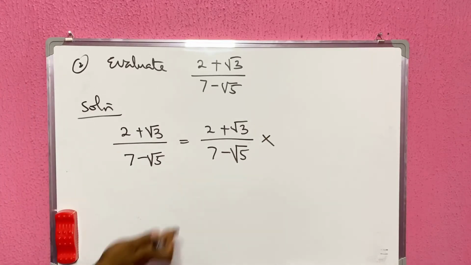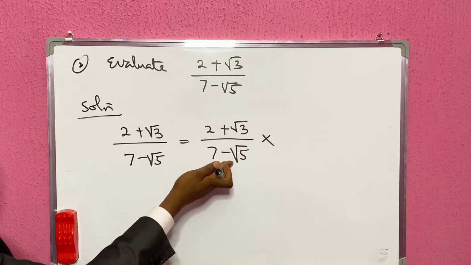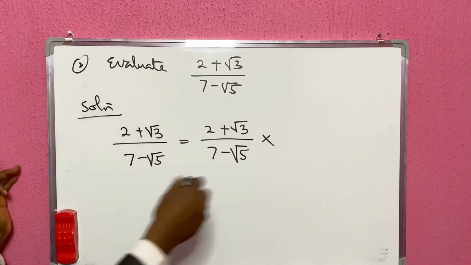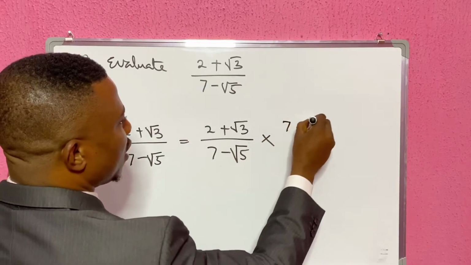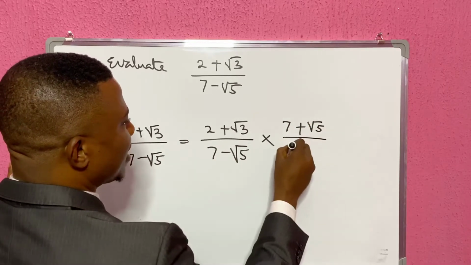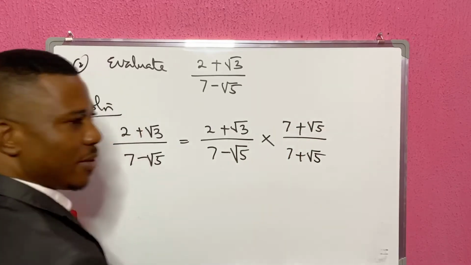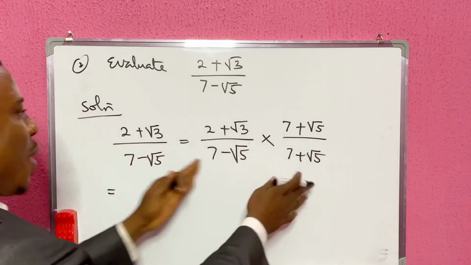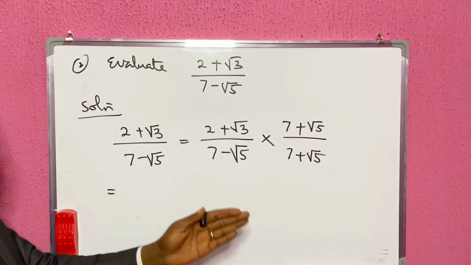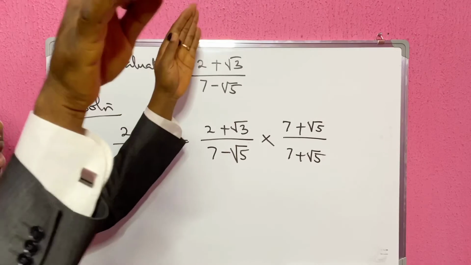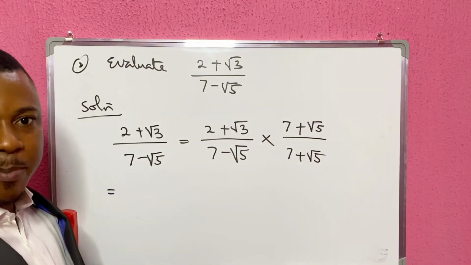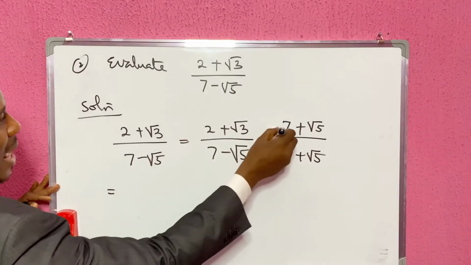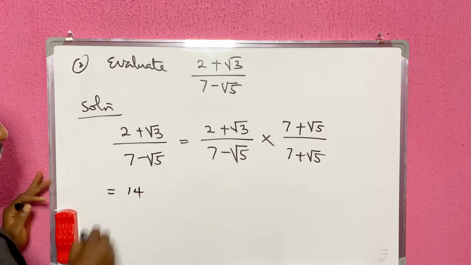Remember what you said? What's the conjugate of 7 minus root 5? It is 7 plus root 5. Like what I showed before, conjugate of surds. Flashback. You have 7 plus root 5 all over 7 plus root 5. Very simple. So you know how we handle fractions when it comes to multiplication. You multiply the numerator and multiply the denominator, all independent of the other. So you say 2 multiplied by 7, you have 14.